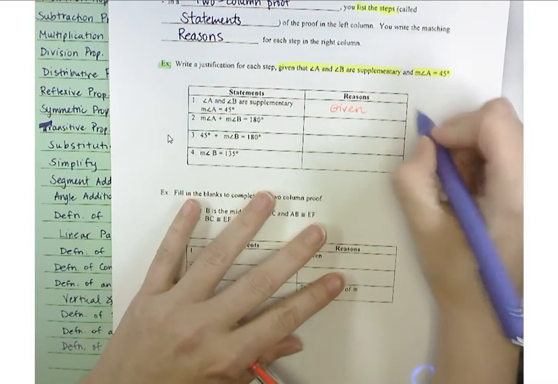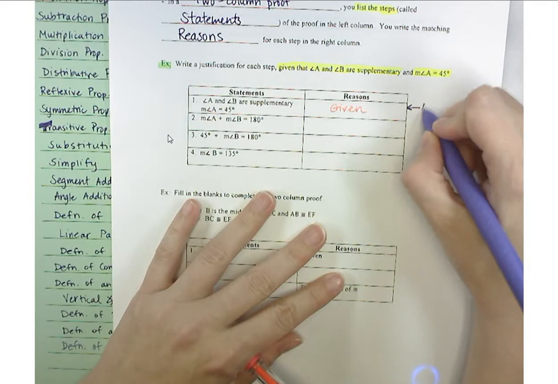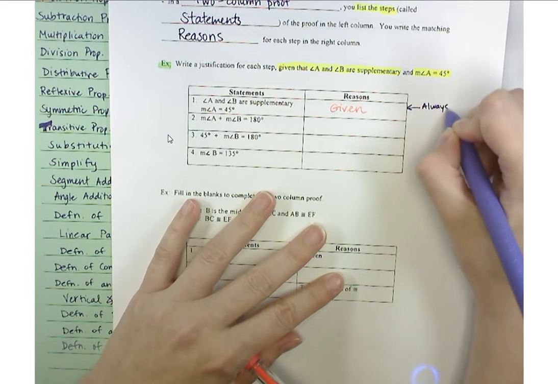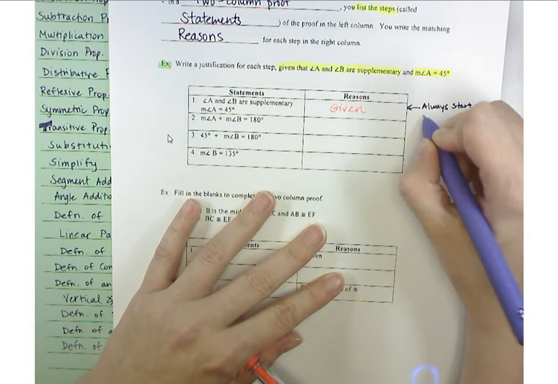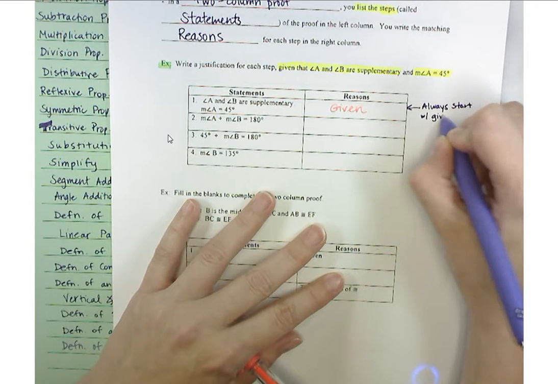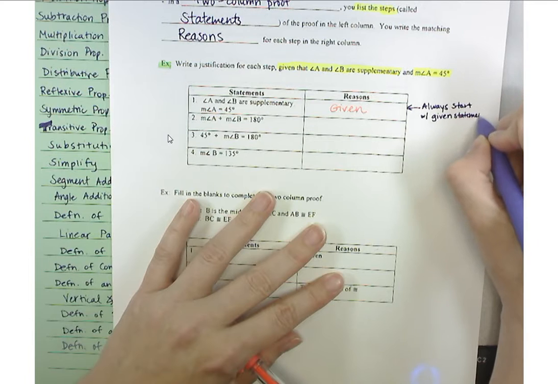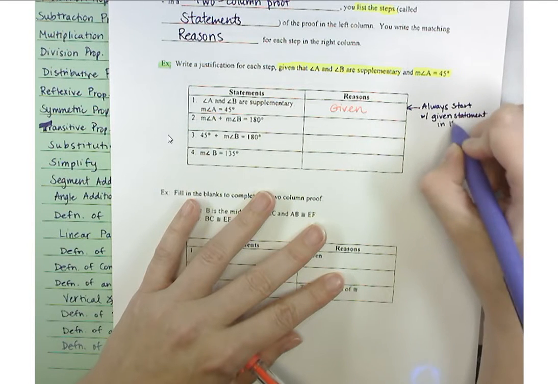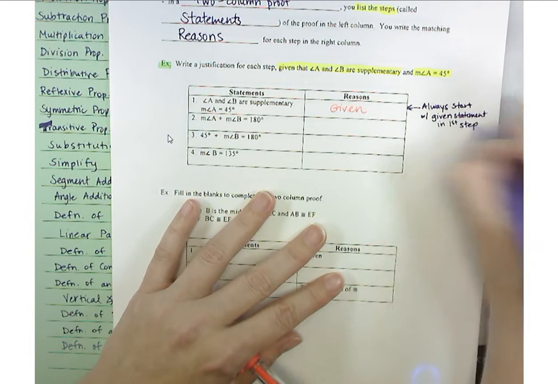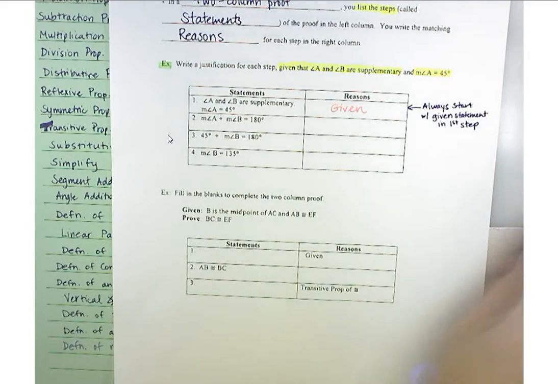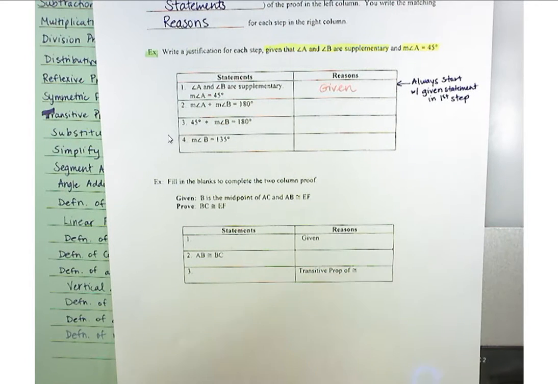Okay, and we're just going to write a little note that you always start with given statement and first step. Yeah, Ella? So for the quiz, will we have this to look off of? I will give you a word bank that has all those on there. It just won't have your hints on there.